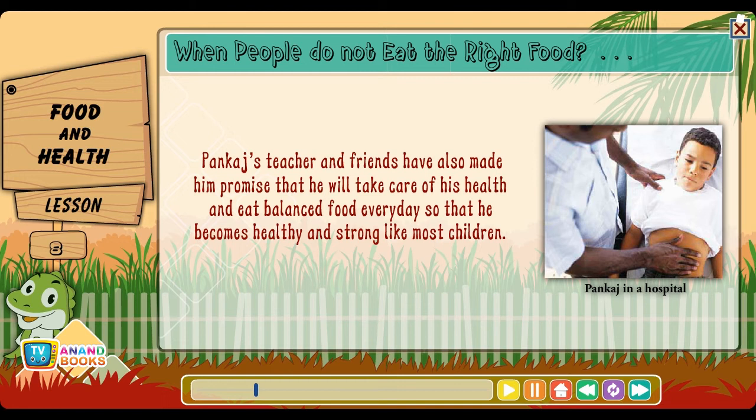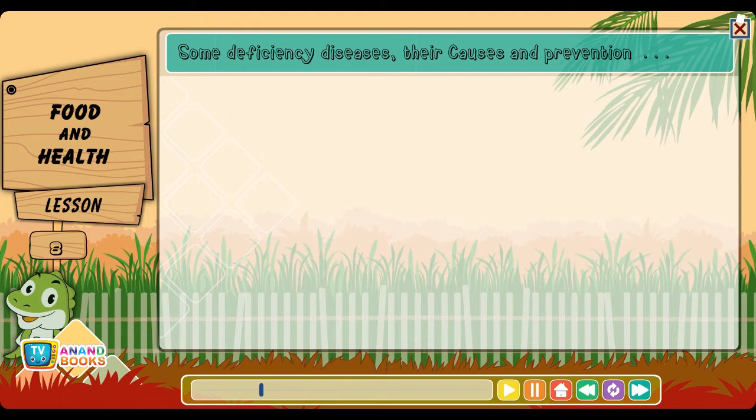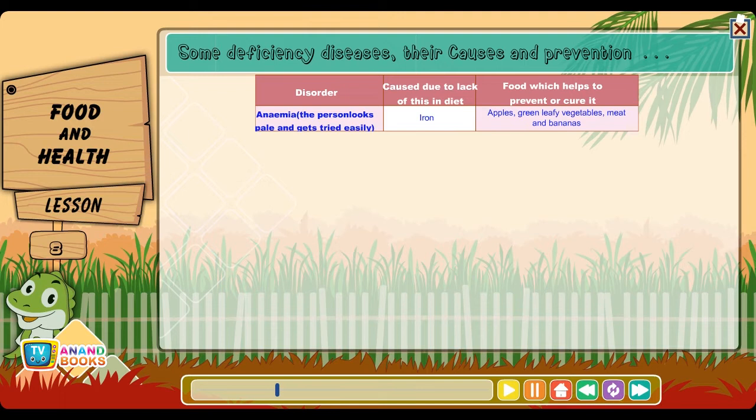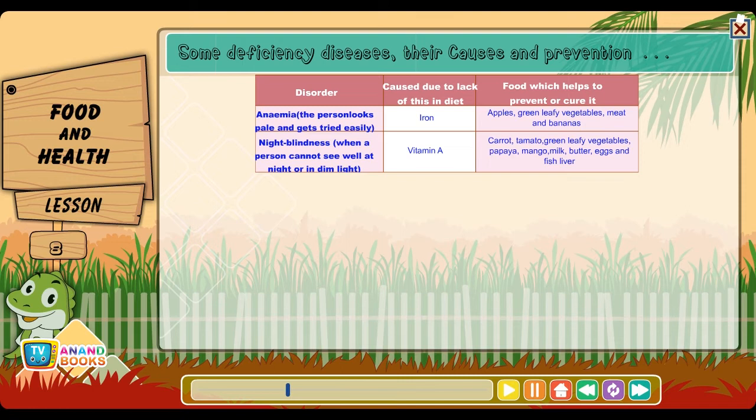Some deficiency diseases, their causes and prevention. Disorder caused due to lack of this in diet. Food which helps to prevent or cure it. Anemia. The person looks pale and gets tired easily. Iron. Apples, green leafy vegetables, meat and bananas. Night blindness. When a person cannot see well at night or in dim light. Vitamin A. Carrot, tomato, green leafy vegetables, papaya, mango, milk, butter, eggs and fish liver.